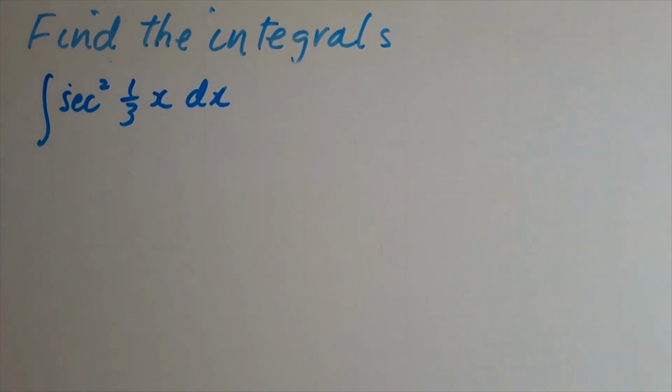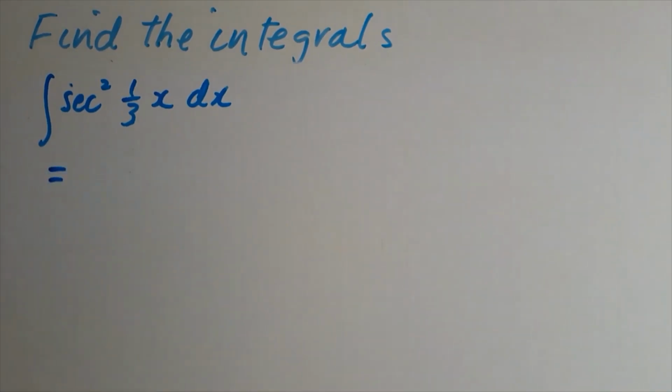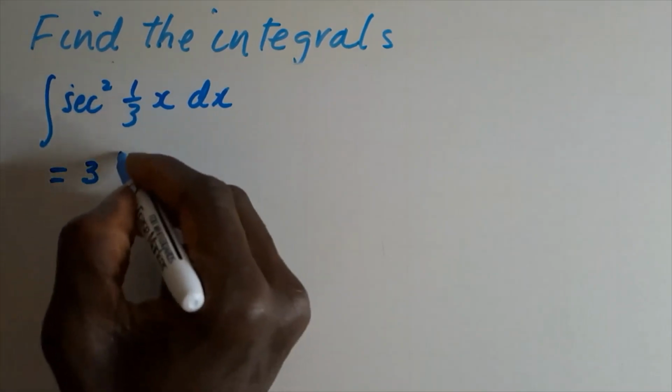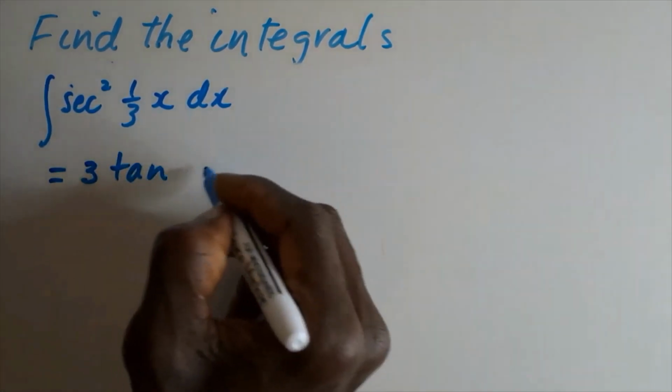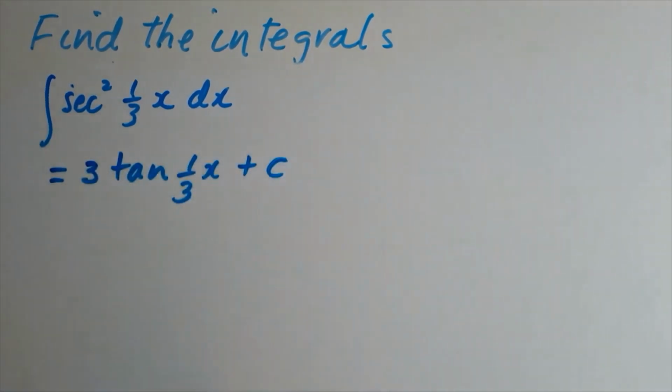Here's our trig expression that we need to find the integral, and we know if we integrate sec square x or ax, then we have 1 over a tan ax. So 1 over a third will give us 3, and this will be tan a third x add c.